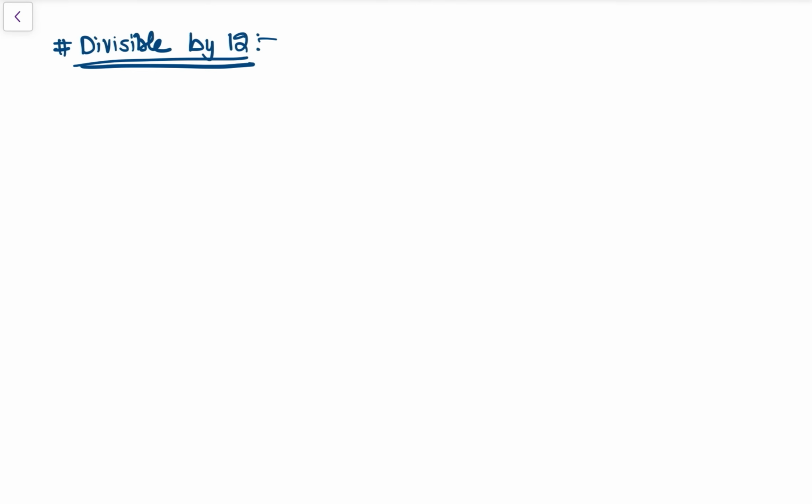Divisible by 12 is, if any number is divisible by 12, it must be divisible by 4 and 3. 4 से भी होना चाहिए divisible और 3 से भी divisible होना चाहिए, then it would be divisible by 12. Let's check an example.